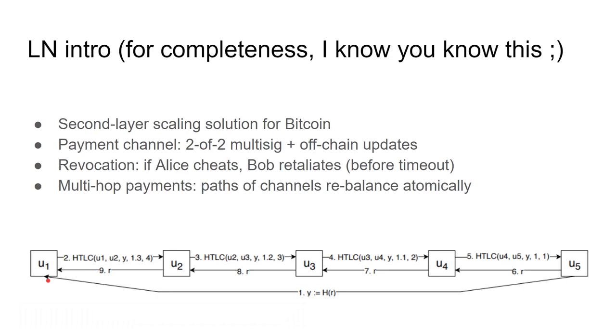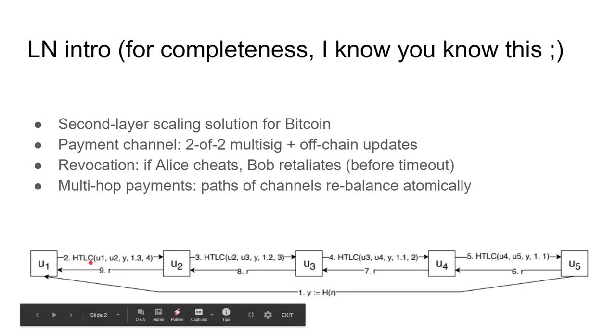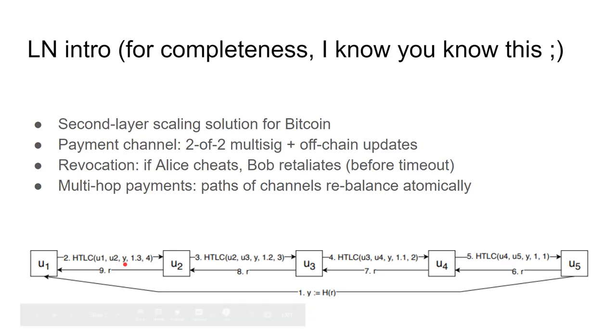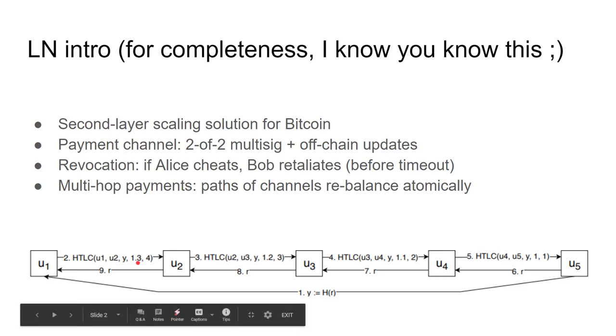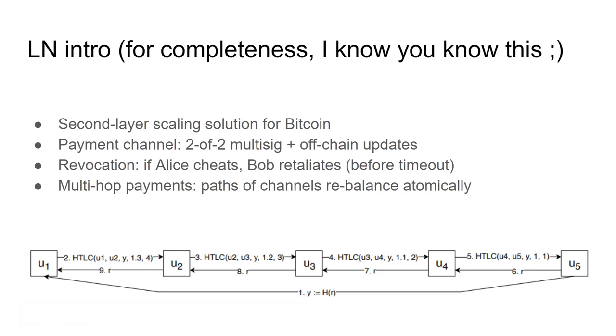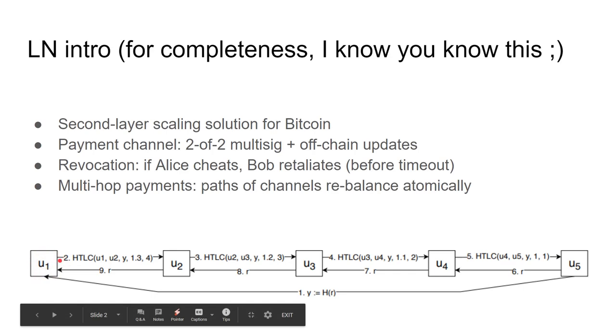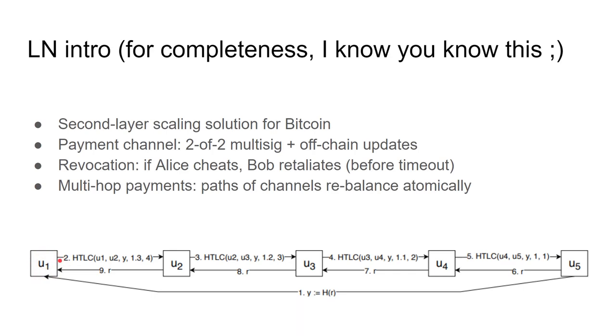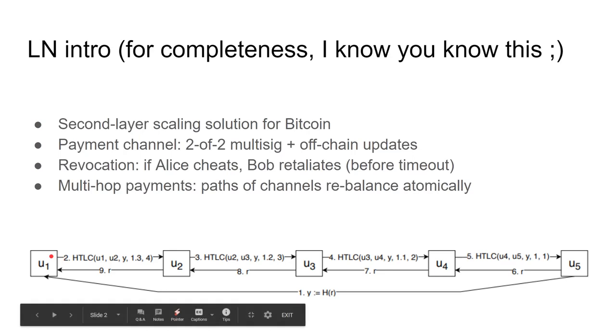Then user number 1 offers an HTLC, a hash time locked contract, to user number 2, which essentially says, okay, this is a contract between user number 1 and user number 2, with a hash value of Y: 1.3 coins will go to user 2 if user 2 provides a value that hashes to Y. Otherwise, if user number 2 does not provide such a value before time 4, then the money will be unlocked and user number 1 will be able to move this money wherever they please. So this is one step of a multi-hop payment. The HTLC is being created.